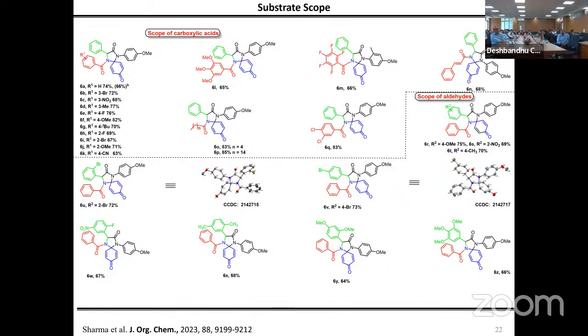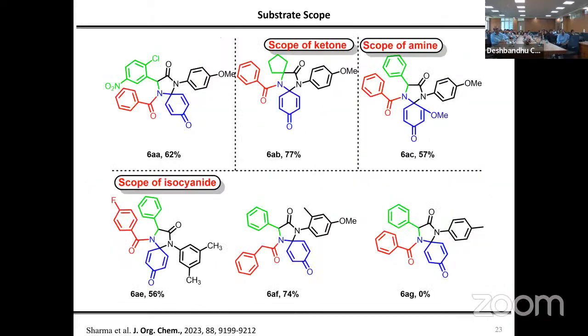Different scope of aldehyde was also realized, which was confirmed by single crystal analysis. Scope of ketone was also used, where we did the Ugi reaction from cyclopentanone to give this distinct skeleton of tri-spirocyclic molecules.